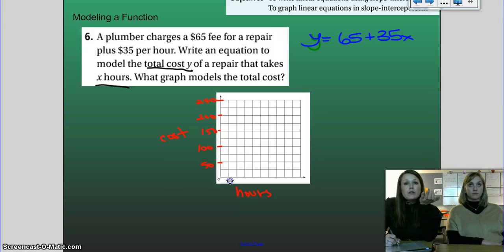And my hours, obviously, just go up by, I could go up by half. I even could do 1 and then 2 and then 3 and then 4 and then 5. And you could go up by 30 minutes.